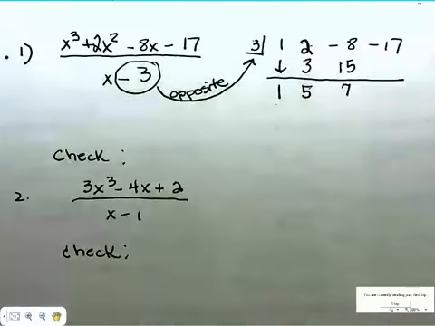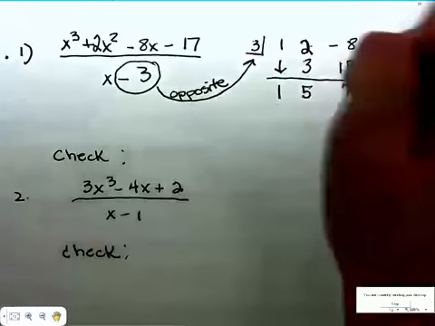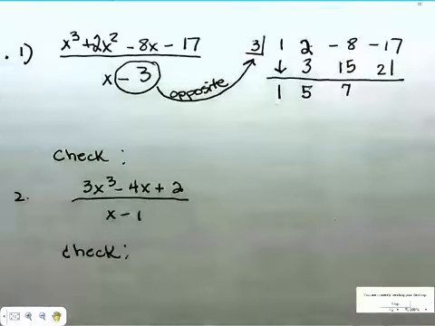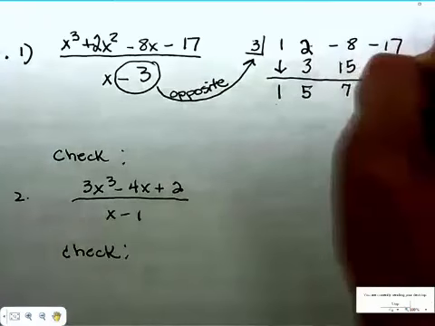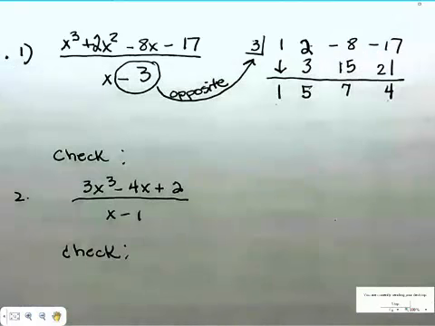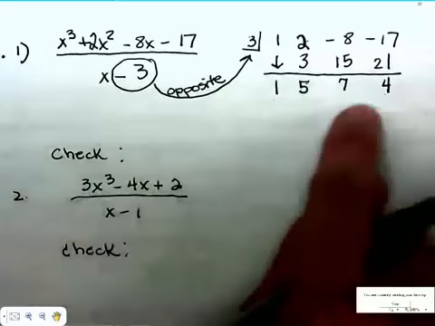Then multiply what's in the box times what's on the bottom row. 3 times 7 is 21. Put that under the next coefficient and add. Negative 17 plus 21 is 4. Now my answer is not 1574, but those are the coefficients of my answer.